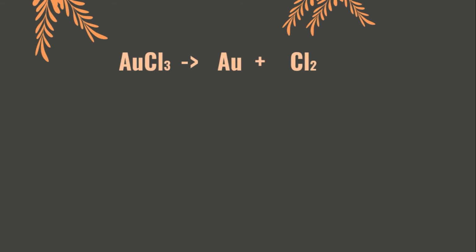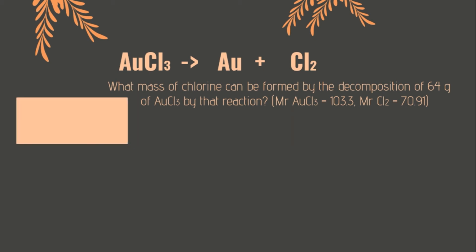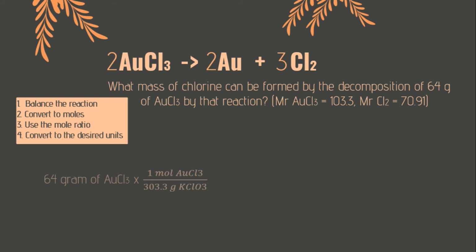Here, I have the decomposition of auric chloride. And the mission is to find how many grams of chlorine can be formed when we know the mass of auric chloride is 65 grams. As usual, here are the steps. First, we balance, and then convert the mass given to moles. After that, use the mole ratio. Finally, we convert the moles to the mass that is desired in the question. Yep, that's the answer.